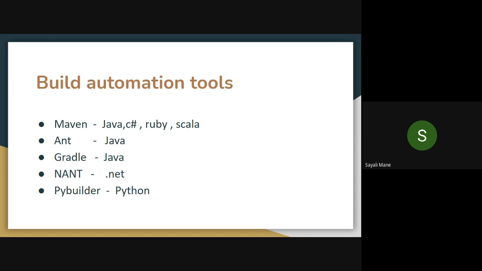NAnt is for .NET. If your program is written in the .NET language, then you can use NAnt. But if your project is written in the Java language and you want to perform build automation, then at that time you can use the Ant automation tool. So this thing we have done already.